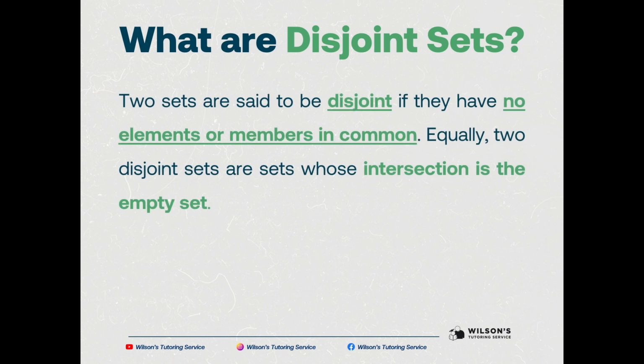Two sets are said to be disjoint if they have no elements or members in common. Equally, two disjoint sets are sets whose intersection is the empty set. For example, the intersection of sets A and B is empty as shown on screen. This means that there are no elements common to both sets, so we'd have no elements in the intersection.